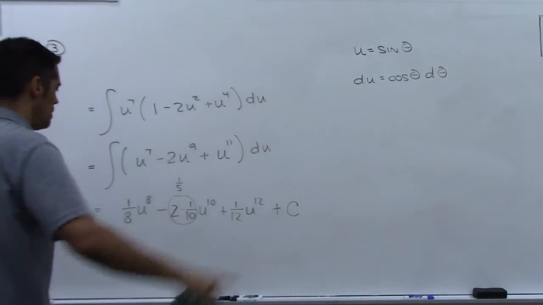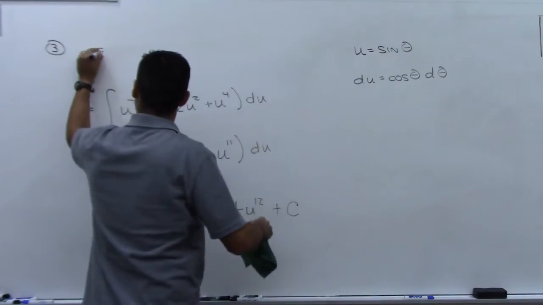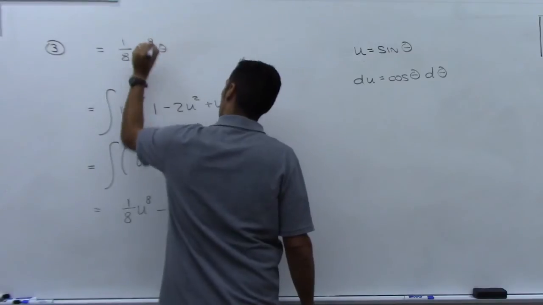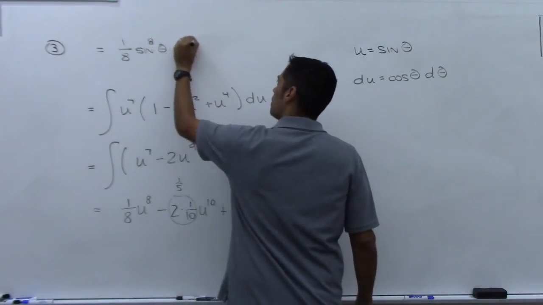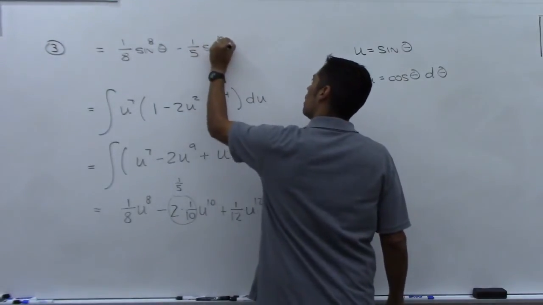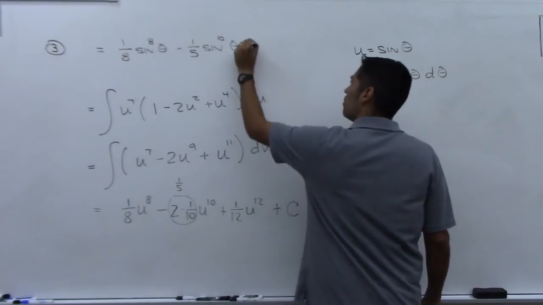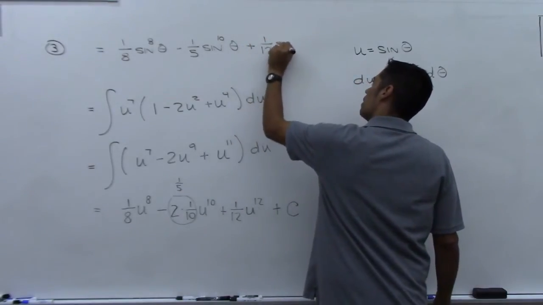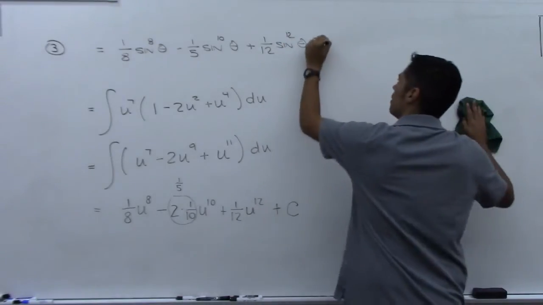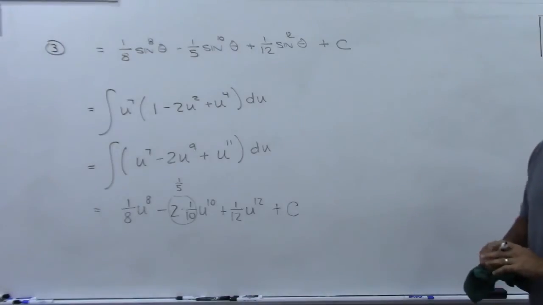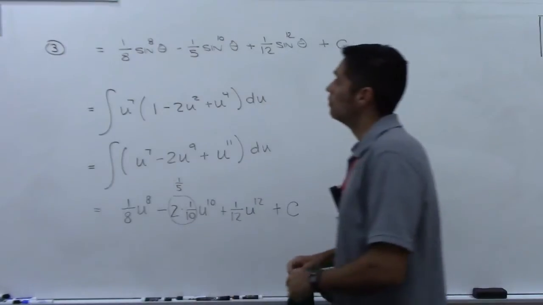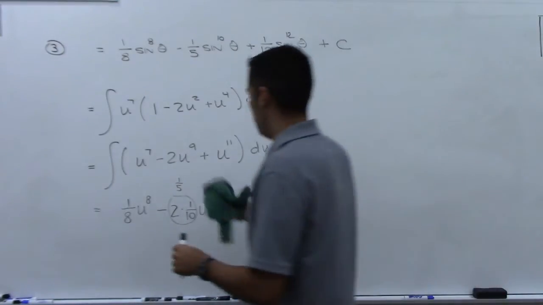So now I'll just replace all my u's with sine. I should get 1/8 sine theta to the 8th power. And then here we said this is going to become minus 1/5 sine to the 10th power theta, and then plus 1/12 sine to the 12th theta, plus a constant of integration. Okay, that was 3. Let me take a look at 4.